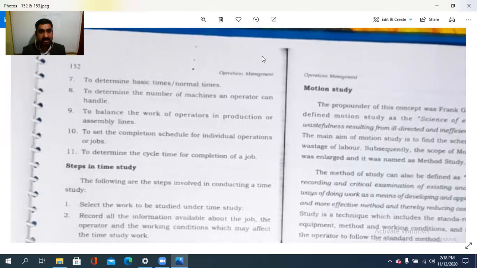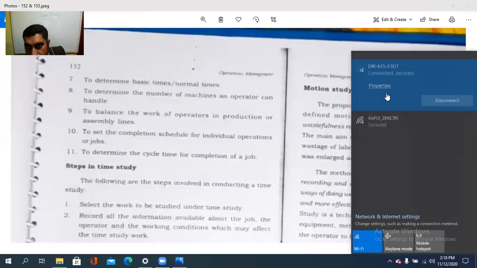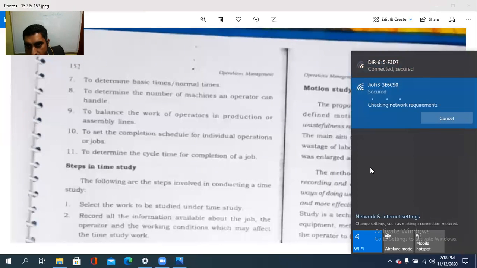Then to balance the work of operations, to balance the work of operators in production or assembly lines. എത്ര മെഷീൻ ഒരു ഓപ്പറേറ്റർ ഹാൻഡിൽ ചെയ്യാം, അതുപോലെ ഓപ്പറേറ്റേഴ്സ് എത്ര പ്രൊഡക്ഷൻ പ്രോസസ്സ് അണ്ടർടേക്ക് ചെയ്യാം എന്നുള്ളതിന്റെ ഡീറ്റെയിൽസ്. So that also should be undertaken.